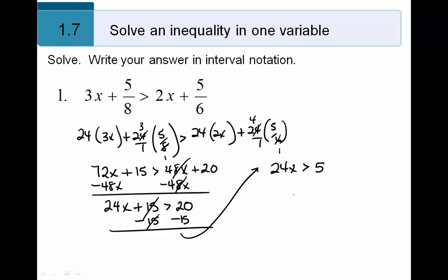With the variable term on one side, the number on the other, the final step is to divide to remove the coefficient. We'll divide both sides by 24. X is greater than 5/24. Now our solution set is all numbers greater than 5/24. 5/24 itself is not a part of the set, so we're going to use a parentheses at 5/24. Since we're looking for numbers greater than that, they would be to the right of positive 5/24 and would extend forever in that direction to positive infinity.